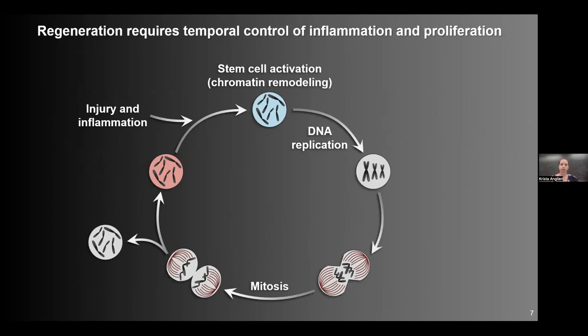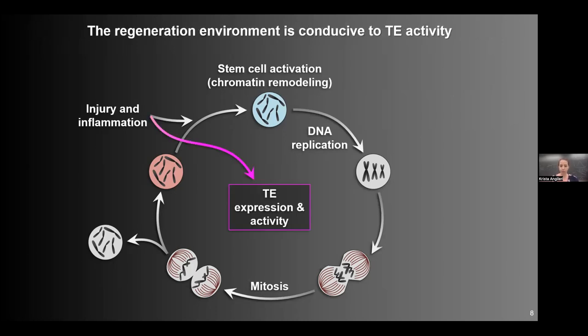So if we consider the regenerative environment, we know that regeneration requires tightly controlled inflammation, and that inflammation drives stem cell activation, which causes these resident stem cells to undergo extensive chromatin remodeling events. And that will allow for DNA replication and cell proliferation to proceed. However, disruption of any of these events results in a stalling of the regenerative process. And it should be noted that this trifecta of cellular processes is really conducive to transposon activity. For instance, inflammation-responsive transcription factors can bind to and induce transposon expression.